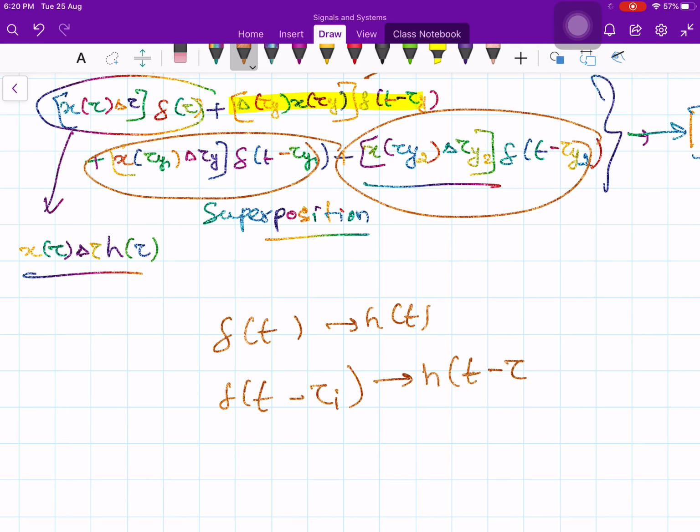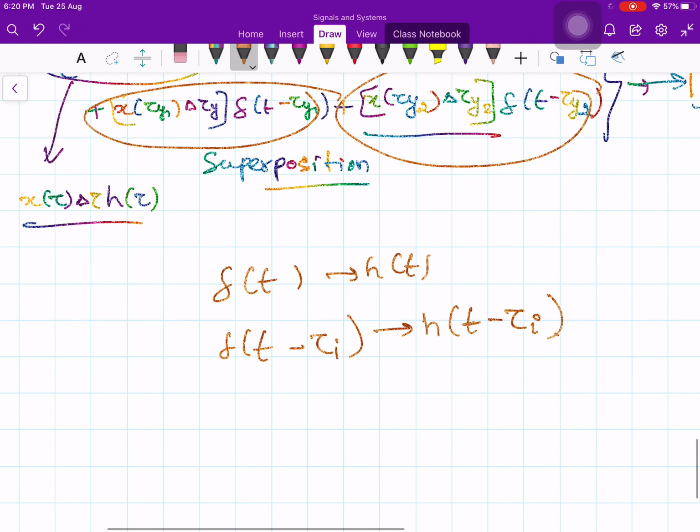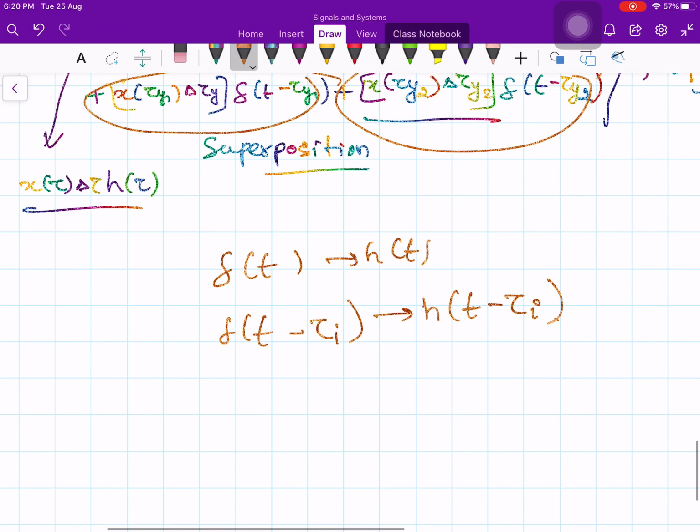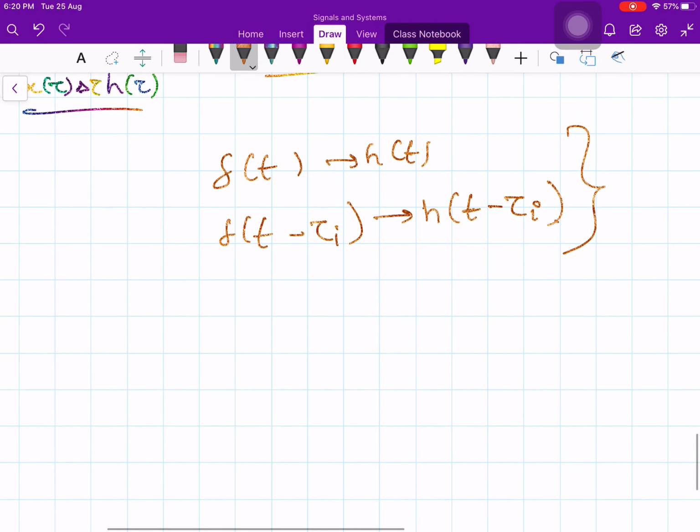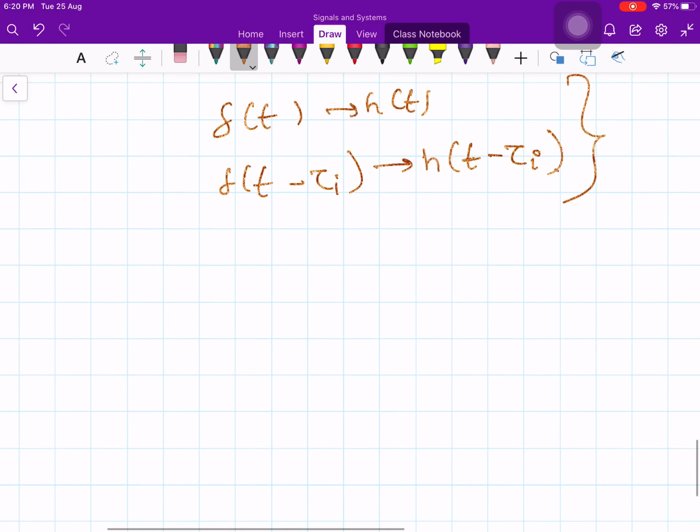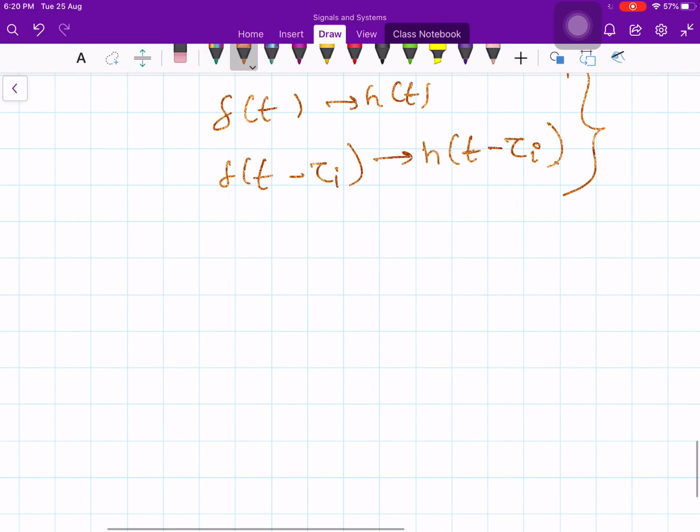So what is the principle which sanctions this property? Time invariance. This is a time invariant property because the network is time invariant. So any shift in the input will correspond to the corresponding shift in the response. That is what we discussed earlier.